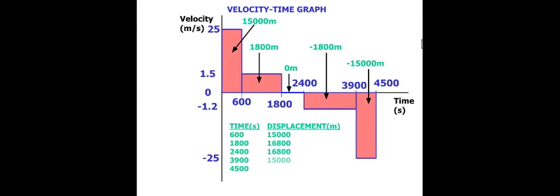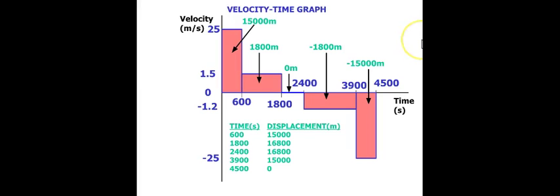Now he starts walking back towards his car, and his displacement for the next segment is negative 1,800 meters, so at the end of 3,900 seconds, he is once again 15,000 meters away from his home. And finally, for the last segment, his displacement is negative 15,000 meters, so that at the end of 4,500 seconds, the person is now at 0 displacement, that is, he is back home again.